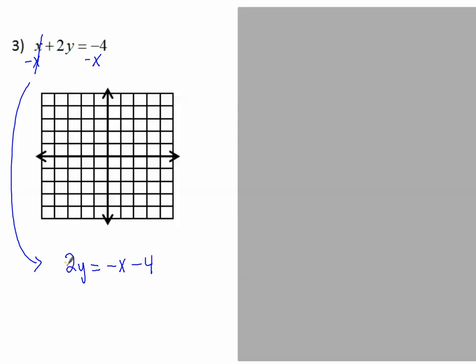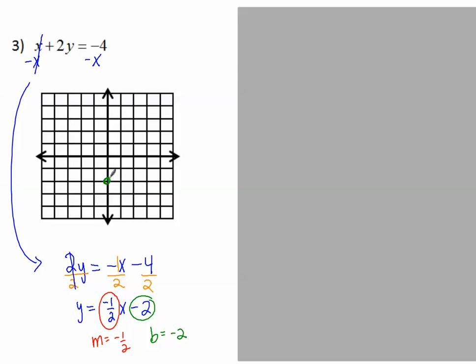Now we want the 2 to go away. So divide everything by 2. Dividing everything by 2 gives me y equals, this is, remember, an imaginary 1 when I don't see it, so that'll be negative 1/2 x minus 2. So now I can see my slope is negative 1/2, and my starting point, my y-intercept, is negative 2.